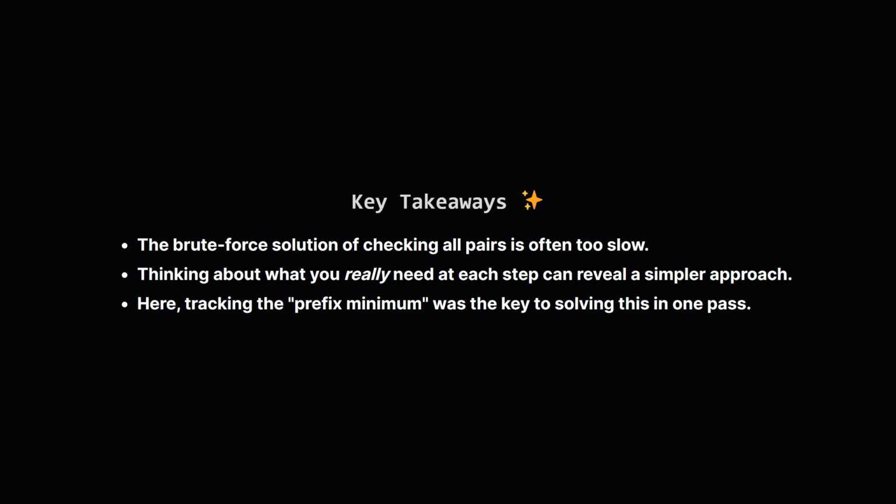So to wrap it all up, we started with a problem about finding a maximum difference. The simple brute force way would have been too slow for large inputs. The key insight was to reframe the problem. Instead of looking for all pairs, at each step we just asked, what's the best difference I can make with the current number? The answer always involved using the smallest number we had seen before that point. By keeping track of that running minimum, we created a super efficient, single-pass solution. It's a great example of how a small change in perspective can lead to a much better algorithm.